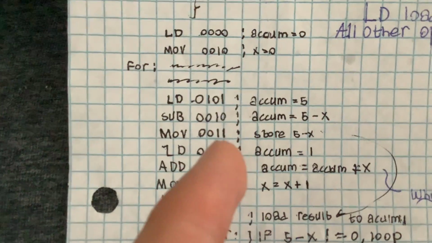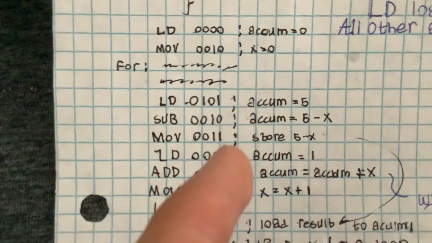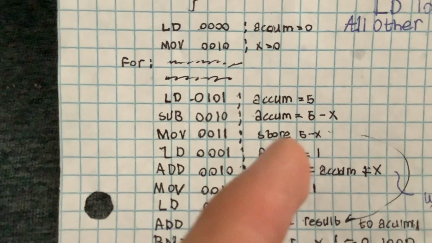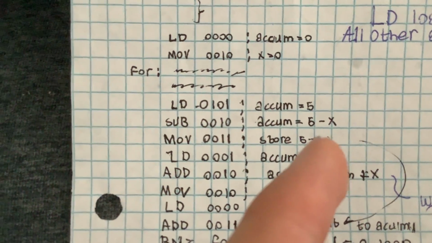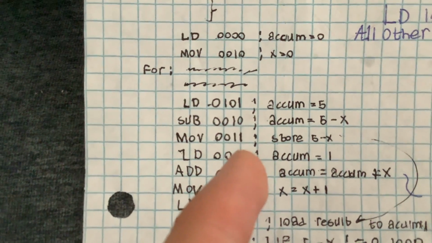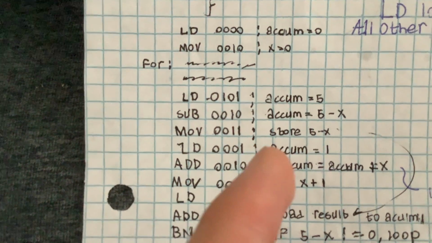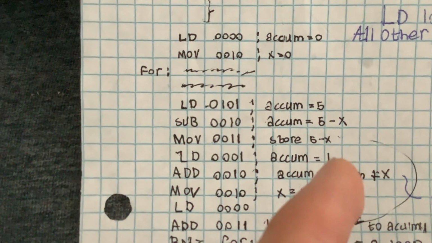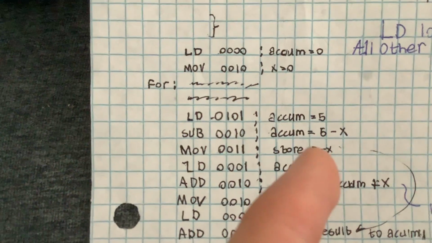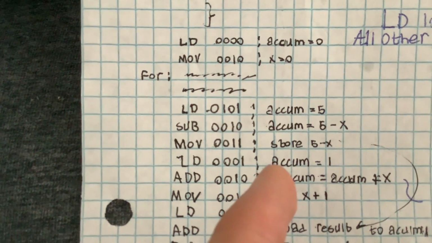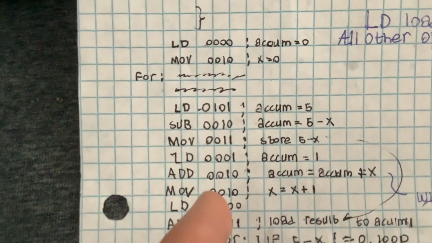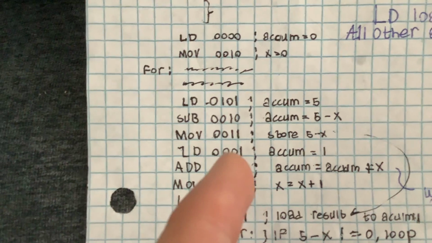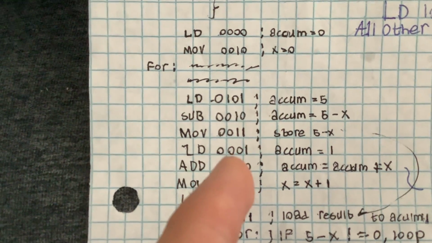Now we get this 5 minus X, and that is inside of the accumulator. So now we can move that to address 3. And it's going to be there. This is just to store it because we don't have multiple registers, and we are going to have to use the accumulator again because we have to increment X.